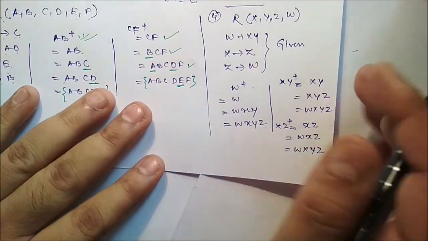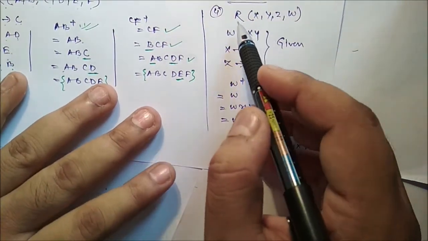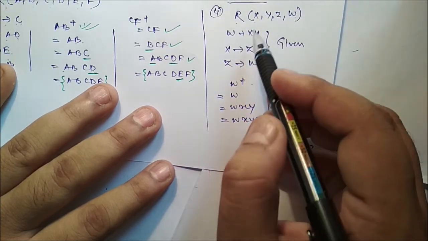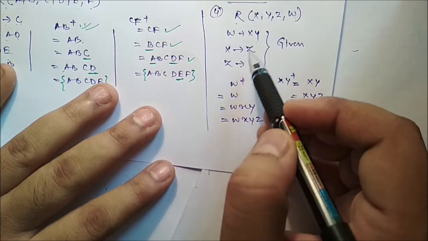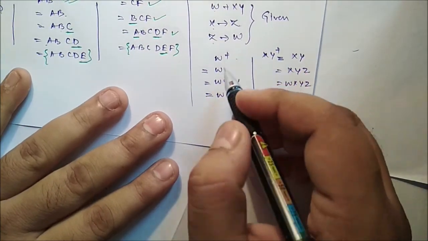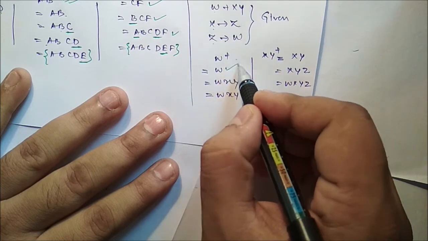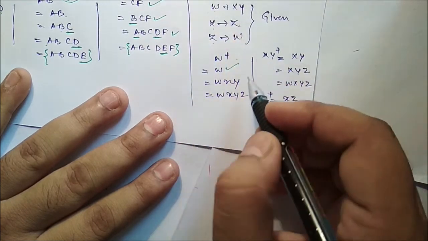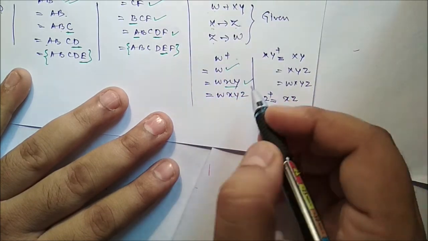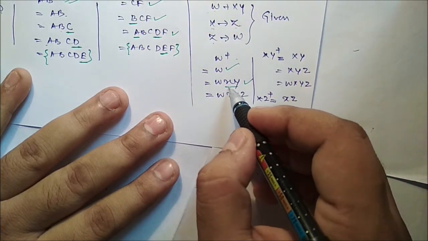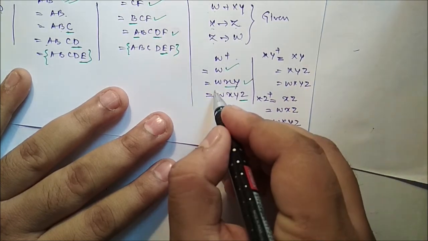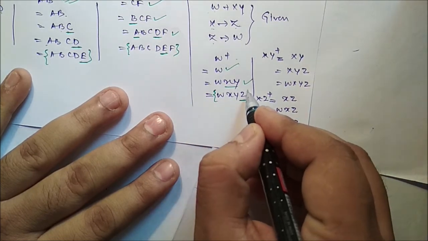And finally, we have a table R, and the attributes are X, Y, Z, W. The given FDs are W → XY, X → Z, and Z → W. So what will be the W closure? We can identify W, and if you know W, you can identify XY. And if you can identify X, we can identify Z. So using the W closure, we can identify all the attributes of the table.